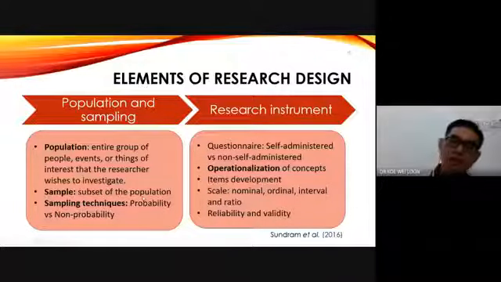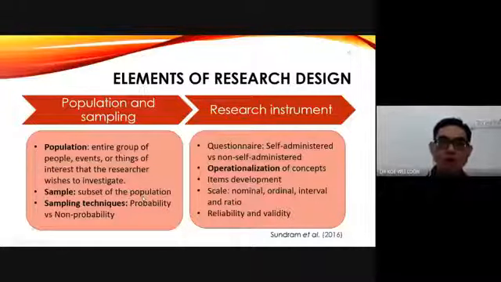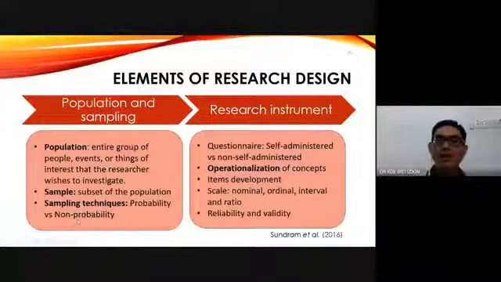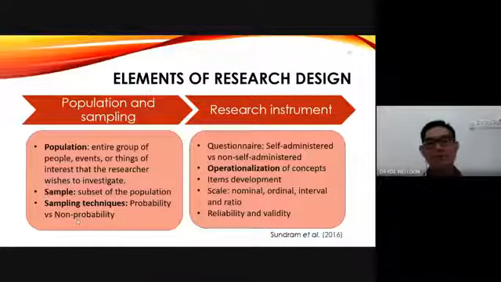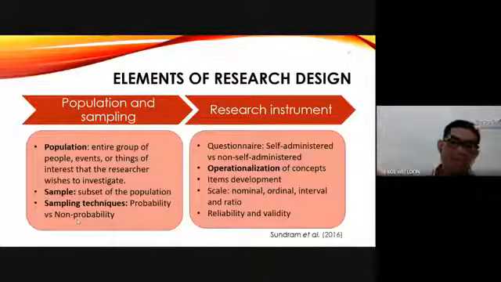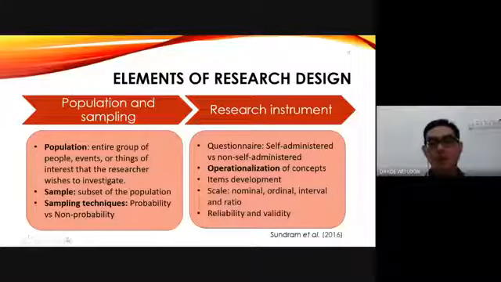But if in your research you are not able to get the population frame, then you should go for non-probability sampling. So what are the research where you are not able to get the population frame? For example, your research is about smokers. We don't have a name list. Who are smokers, who are non-smokers? We don't have the name list, so we cannot use probability sampling. We have to use non-probability sampling.